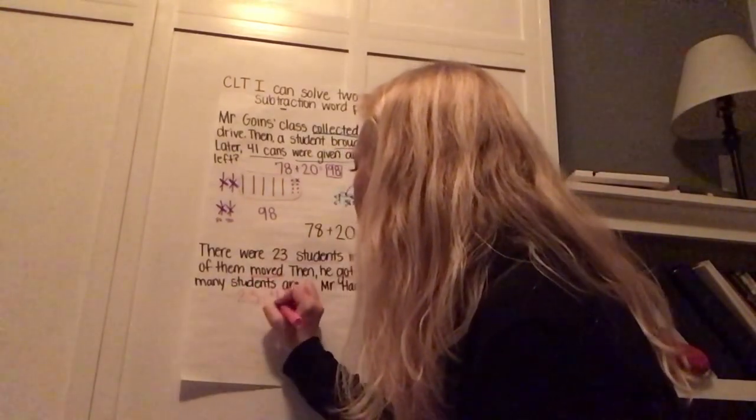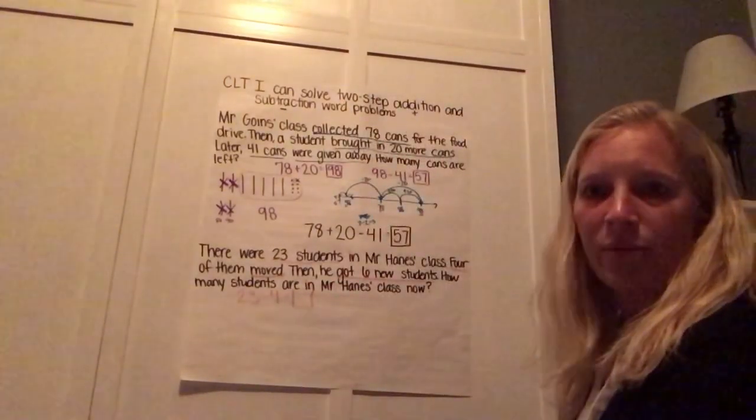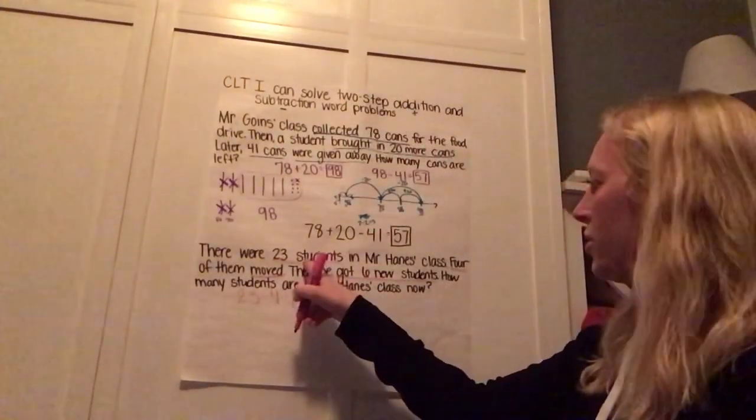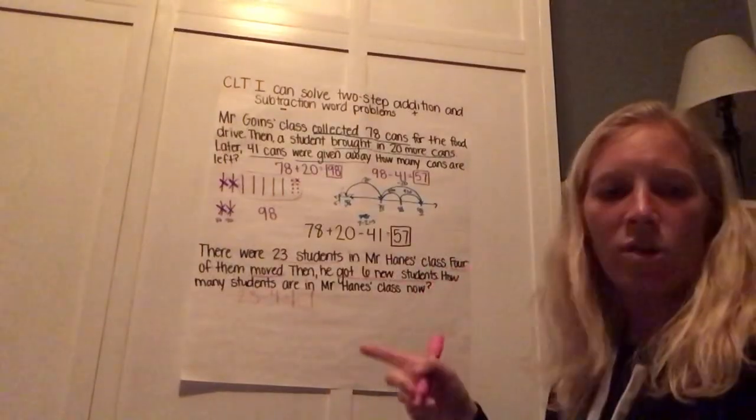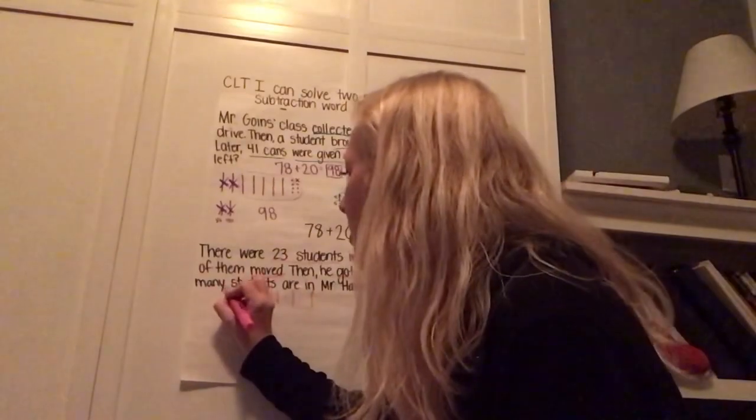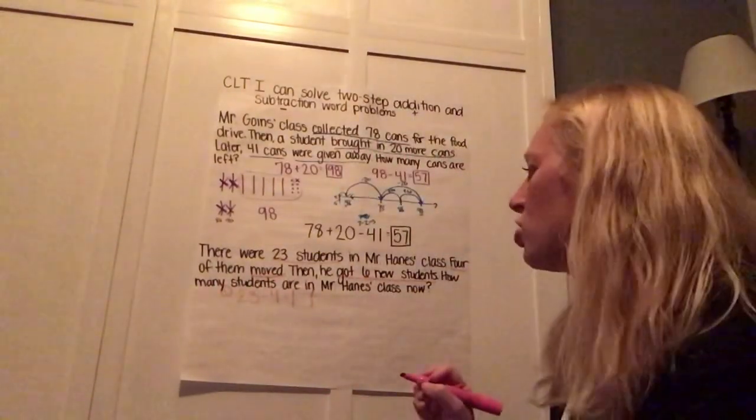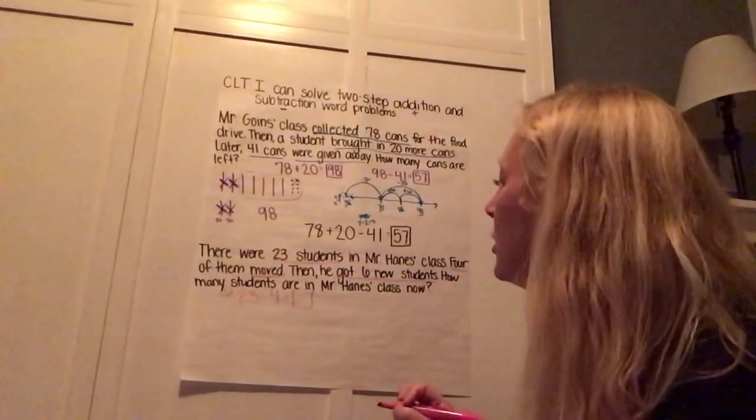23 minus 4. Why are we saying 23 minus 4 as our first step? He had 23 students. 4 moved. Do you agree? Seeing some wiggle waggles? All right. Step 1, 23, take away 4. And how did you show 23 take away 4?